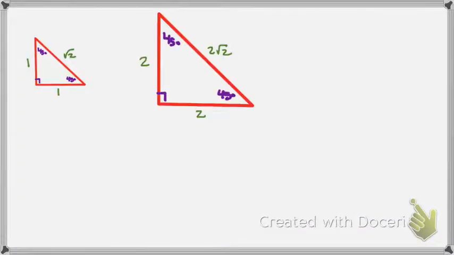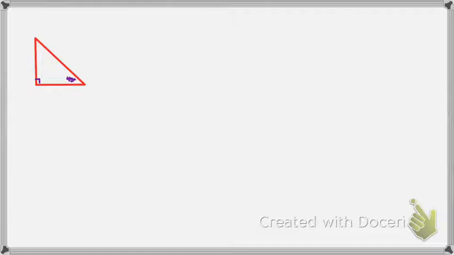Okay, so I want to start by thinking a little bit about similar triangles. For example, if we start with a 45-45-90 triangle, the lengths of the sides are 1 for the leg and radical 2 for the hypotenuse. Hopefully you remember that to get the length of the hypotenuse, you take the length of the leg and multiply it by radical 2.